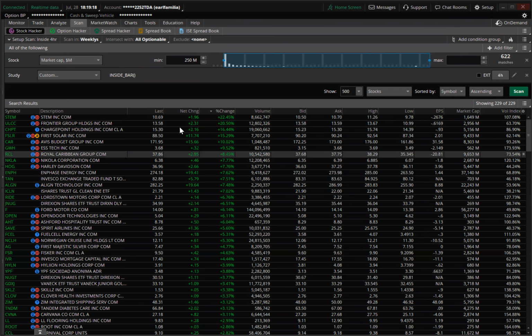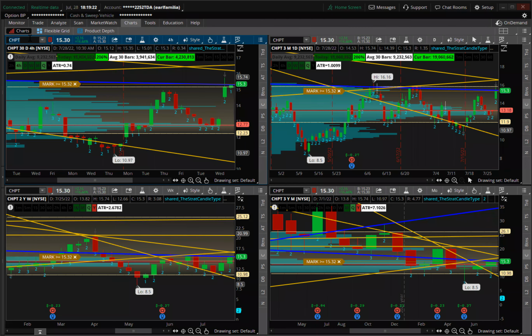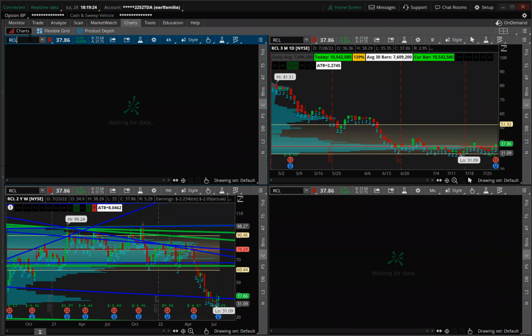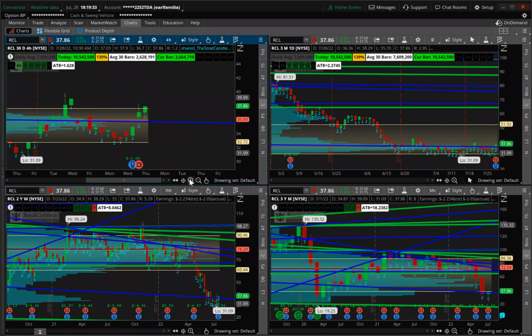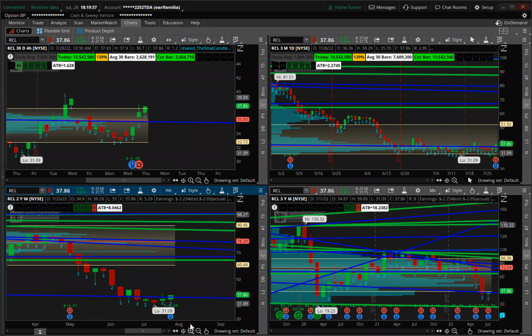RCL, looks like it had a good day today. 8.45% on the day. Out of nowhere, it seems, huh? So yeah, RCL looks very good. Looks like they found something down here, this monthly broadening formation. I don't have the recent weekly on there, but that's the only one I'm missing right now.